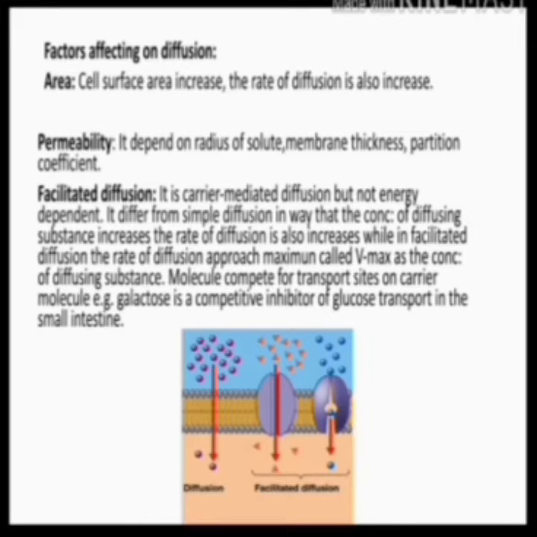The second one is permeability, that is, how much the membrane allows the solute to move across it. It depends on many things, like the radius or size of the solute and the membrane thickness. When the thickness of the membrane increases, permeability decreases. When the size of the solute is smaller, it is more permeable and crosses the cell membrane more easily.